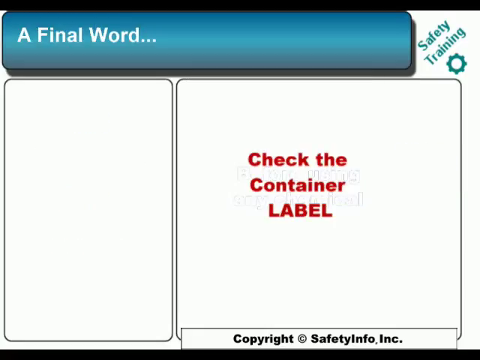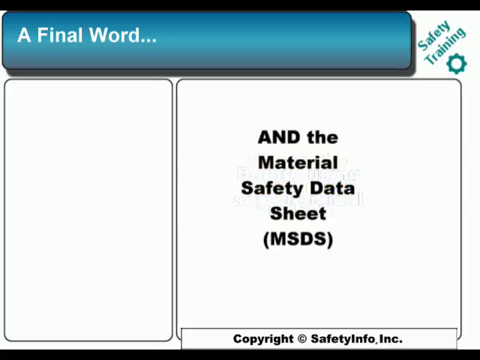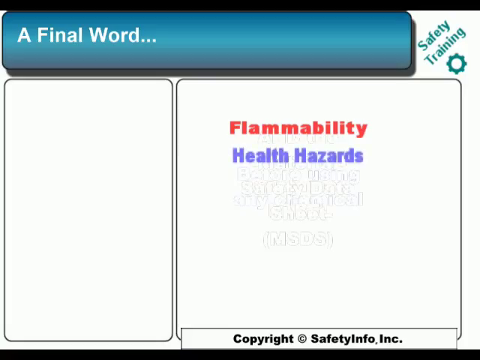Knowledge is safety. You should know the following information about any chemical you work with or around. Is it flammable? Can it explode? Will it react with other material? Is it hazardous to my health? What do I do in case of a spill? And what personal protective equipment do you need to protect yourself?